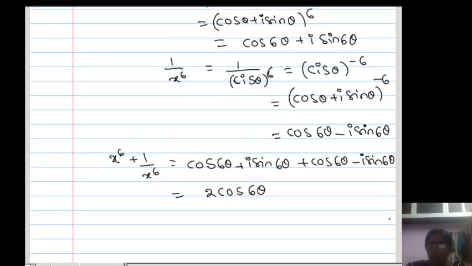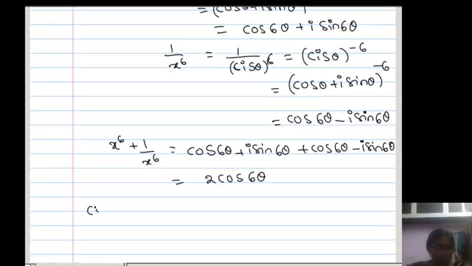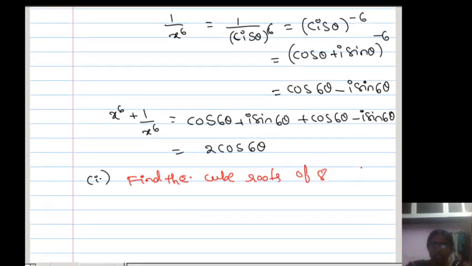What's our next problem? In this only you have one more question. Find the cube roots of 8. Cube roots of 8. So I think for this I gave one note point. What is the note point? Do you remember in the previous class, what is the cube root of a real number a means?